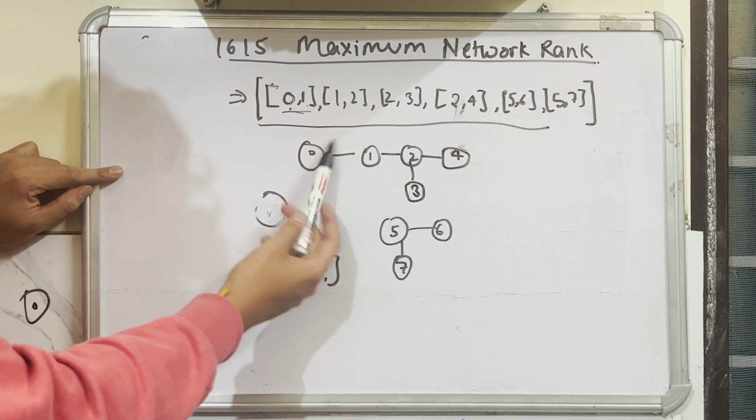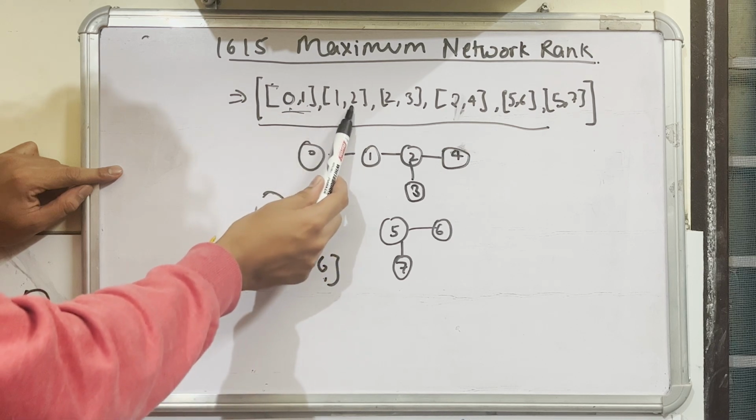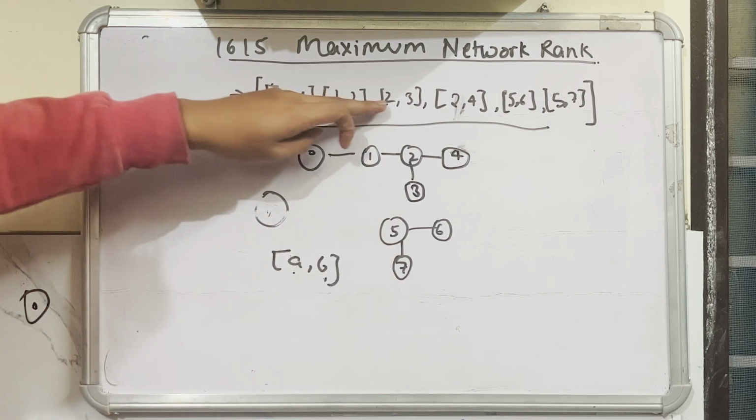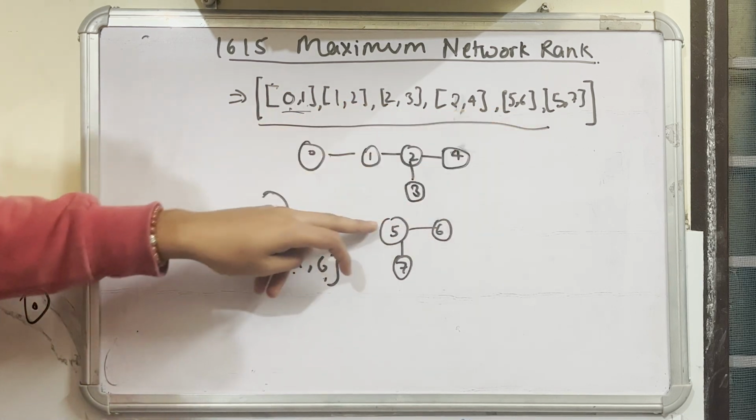As you can see in this diagram, 0 and 1 are connected. Similarly, 1 and 2 are connected. 2 and 3 are connected. 2 and 4 are connected. 5 6 and 5 7.